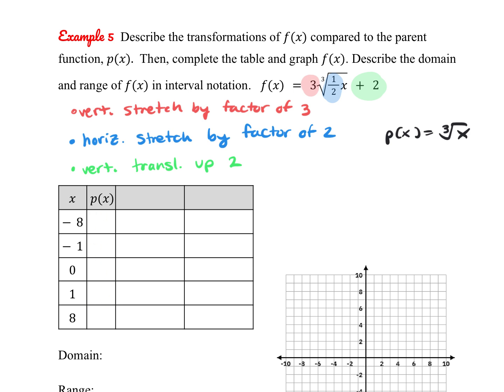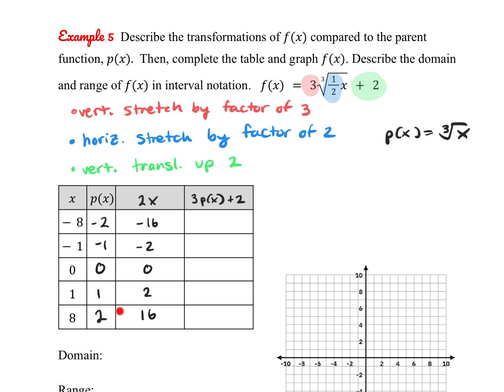All right, so let's fill out the parent function coordinates. We have -2, -1, 0, 1, 2. And then for the rules, be careful with our horizontal rule. I know this is 1/2 x in the equation, but it's actually a horizontal stretch by a factor of 2. So we're actually going to multiply our x values by 2. And then for the y values, we're going to multiply them by 3 for the vertical stretch, and then we're going to add 2 for the vertical translation. So this one becomes -16, -2, 0, 2, 16.